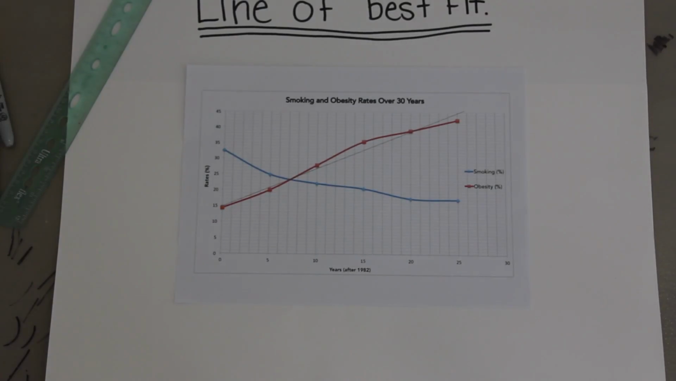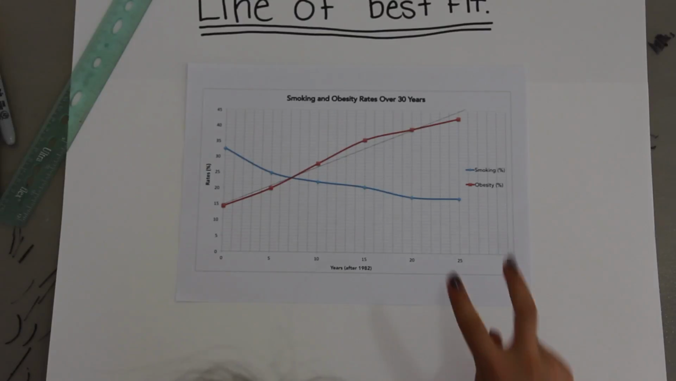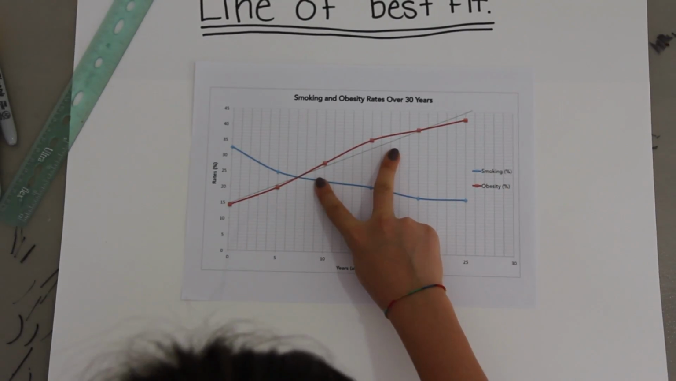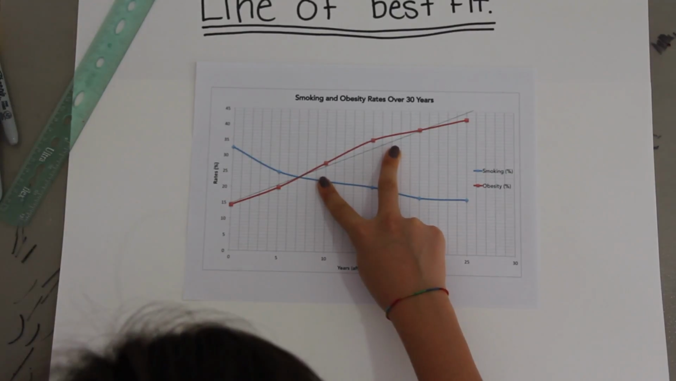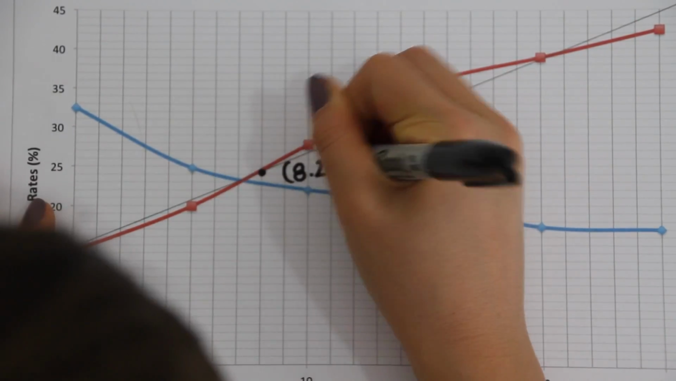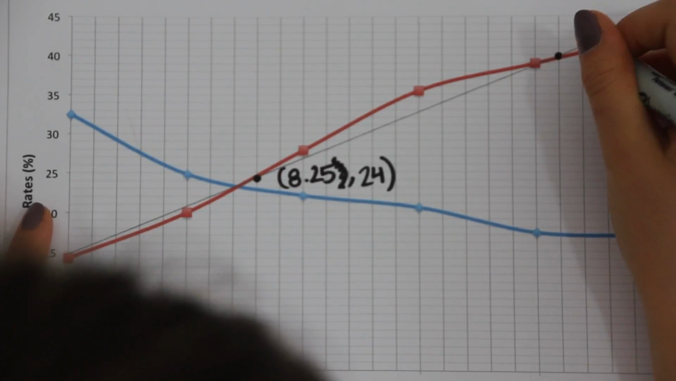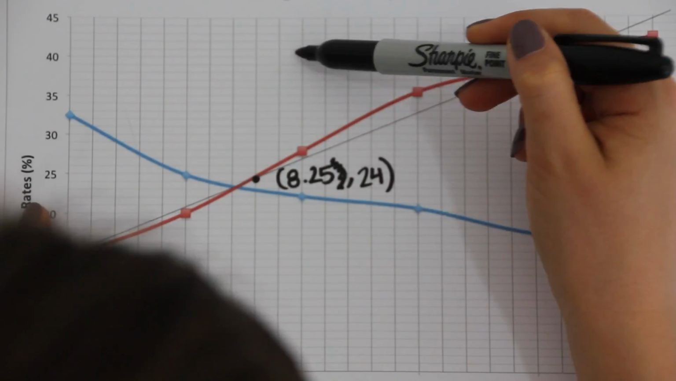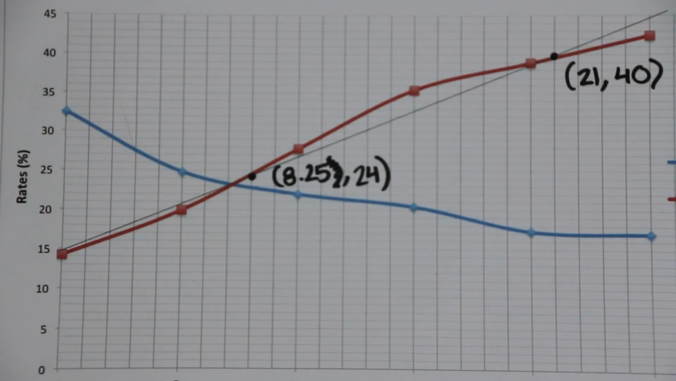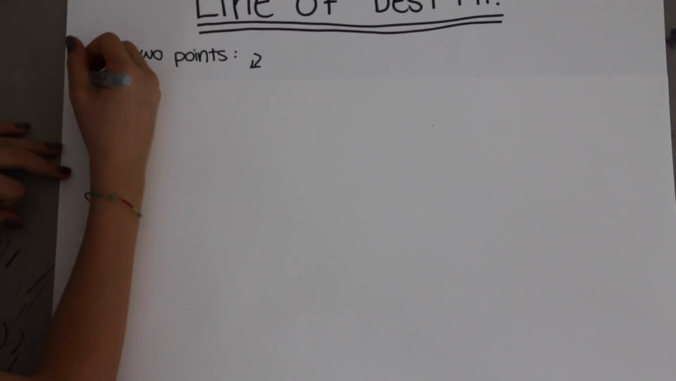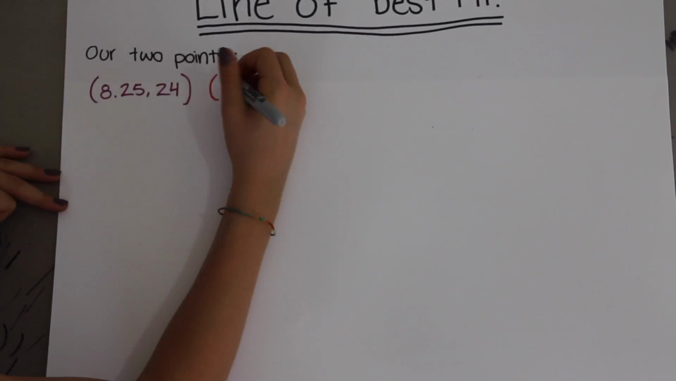Now we need to find the equation of the line. To do that, we need to find 2 points that lie the closest to the line. That will give us a more accurate representation of the line. So our 2 points are (8.25, 24) and (21, 40).